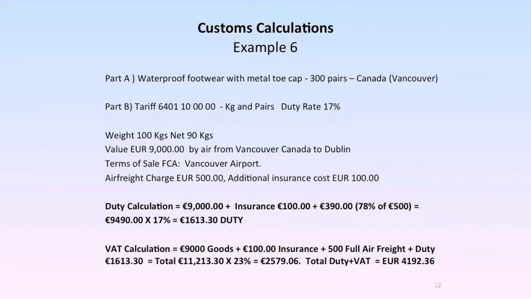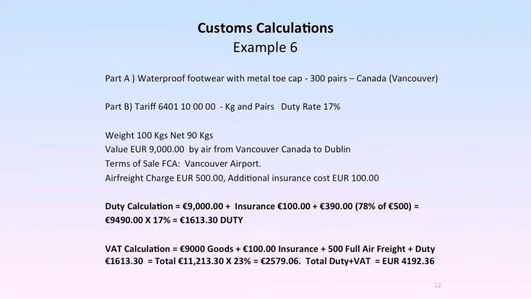Now we're looking at example number 6. We have a shipment of waterproof footwear with metal toe cap, 300 pairs, and it's an import from Vancouver in Canada. The tariff number as advised, showing the full 10 digits, and the duty rate applicable is 17%, and this has been obtained from the TARIC. Now the value on the shipment is €9,000 by air from Vancouver, Canada to Dublin.